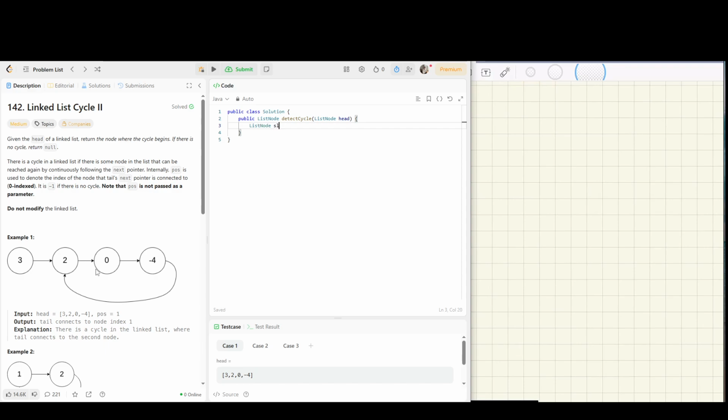So we need ListNode slow equals head, and then ListNode fast equals head again. And then while fast is not equal to null and fast.next is not equal to null, we're going to do slow equals slow.next, and then fast equals fast.next.next. And if slow equals fast, that's when they meet.